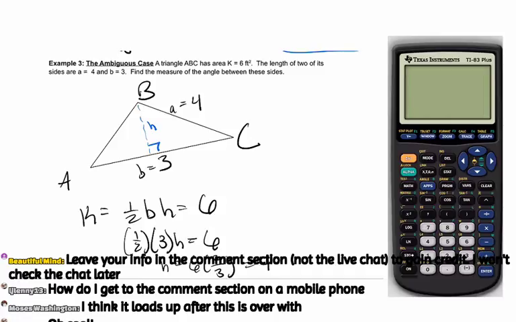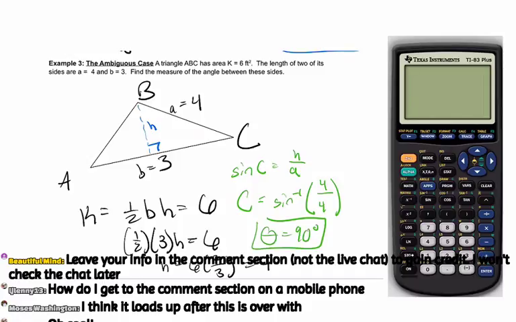We would say the sine of C would be H over A. So angle C is going to be inverse sine of, what's H? We said H was 4, A was 4. So inverse sine of 1. In other words, sine of what angle gives us 1? Theta equals 90 degrees. Okay, so C is 90 degrees because A was equal to the height.